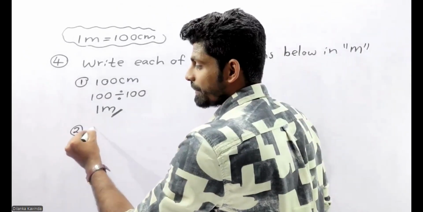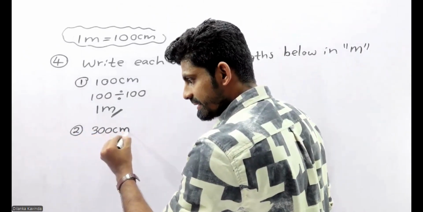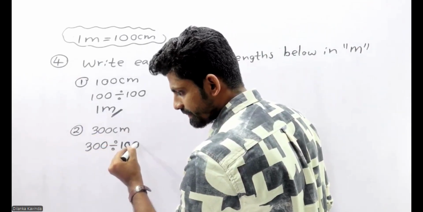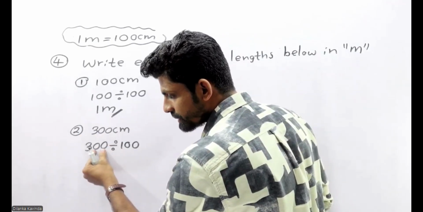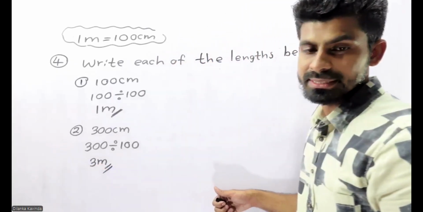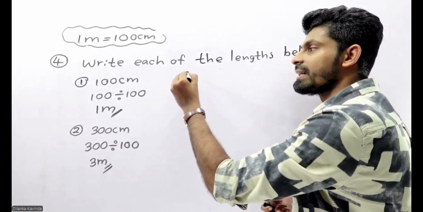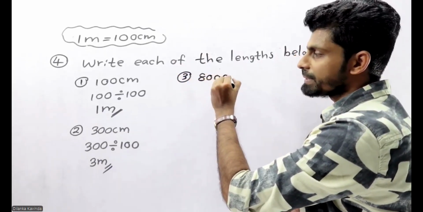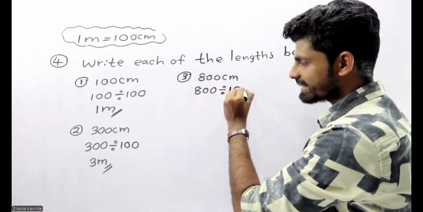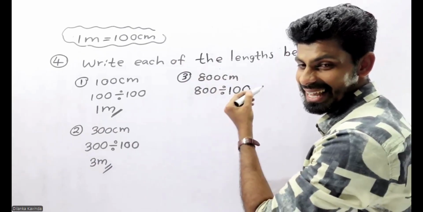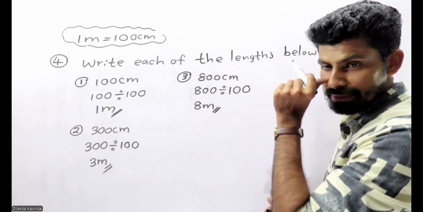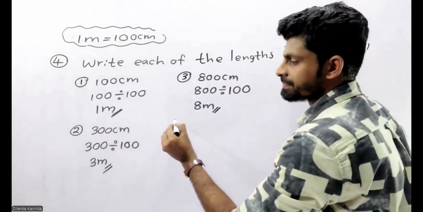Right, let's see. 300 centimeters. That means 300 divided by 100. The last 2 zeros cancel out. So that means 3 meters. 800 centimeters. How to convert 800 centimeters into meters? 800 divided by 100 means 8 meters.